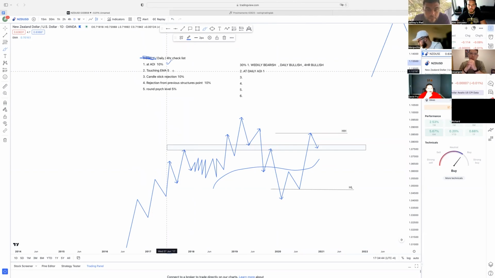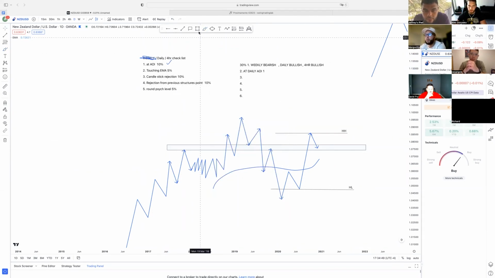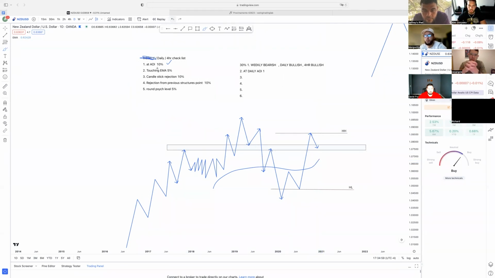Are we touching the EMA? Type 1 if yes, type 2 if no. We'll see. Are we touching the EMA? This is the EMA right here. So no, we are not touching the EMA. This gets removed. Candlestick rejection. Do we have any candlestick rejection? Let's just pretend this is a doji candlestick right here. Let's just pretend this is a doji or rejection candle, whatever. Let's just pretend these are doji candlesticks.